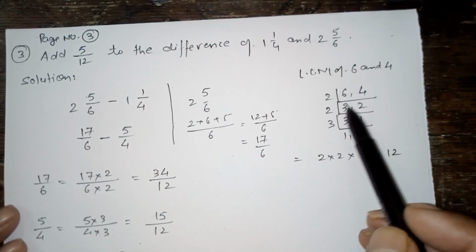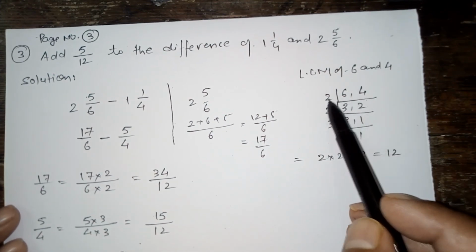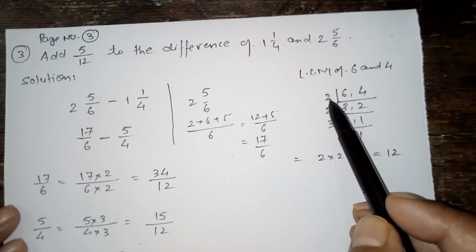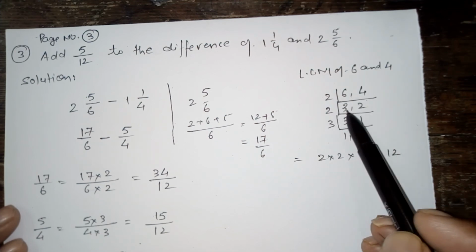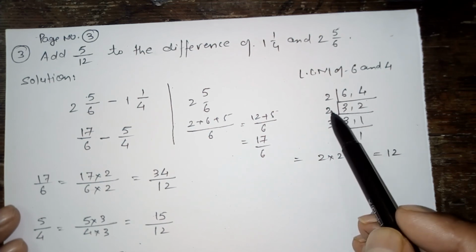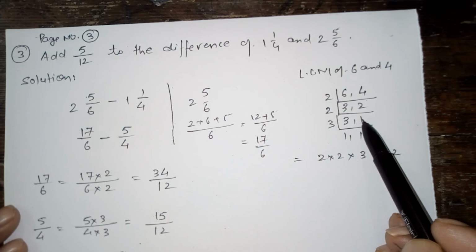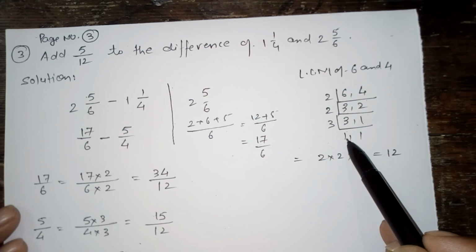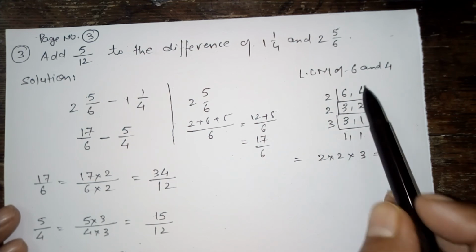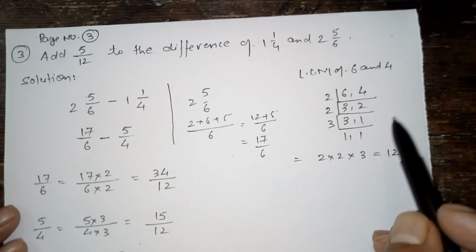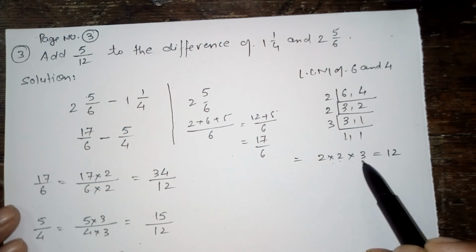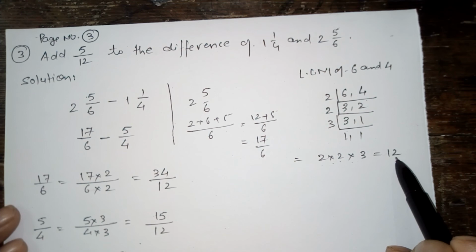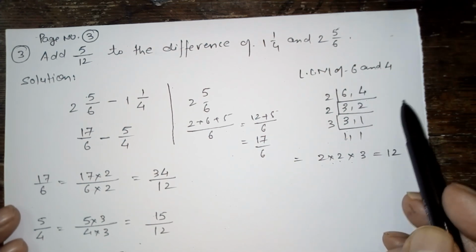LCM of 6 and 4: 6 divided by 2 will give you 3. 4 divided by 2 will give you 2. 3 is not divisible by 2, so we will take the same number here. 2 divided by 2 will give you 1. 3 divided by 3 will give you 1. Now look here. The LCM of 6 and 4 will be 2 into 2 into 3. It will give you 12. 12 is the LCM of 6 and 4.